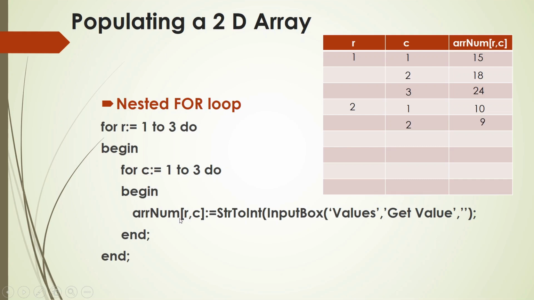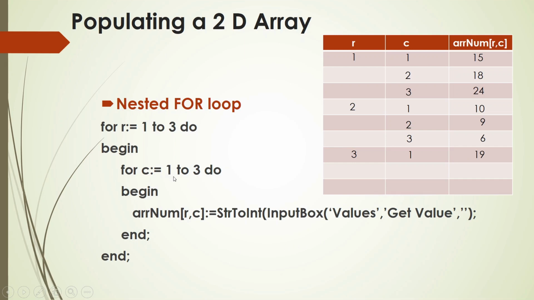I now enter another value into 2, 2. I enter the value 9. My C loop now goes to 3. I enter another value from an input box, which is 6. My inner for loop is now complete. And now at the end, my R outer for loop is incremented. R now takes on the value 3. I come in and my C starts again at 1. So in ARR num of 3, 1, I'm getting a value which is 19.